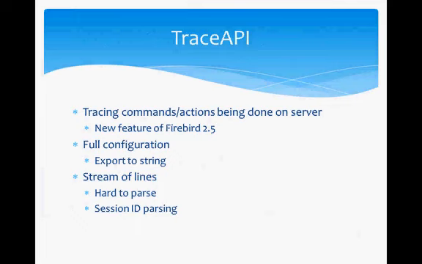The .NET driver has full support for the configuration, so every option you can specify in the config file on the server, you can specify in the code, and you can even export it to a string. So if you are not sure about the exact syntax of the configuration, you can create it in .NET and then export it to a string. The only problem with it is that it's a string of strings, so it's a little bit harder to parse because you are getting only strings.